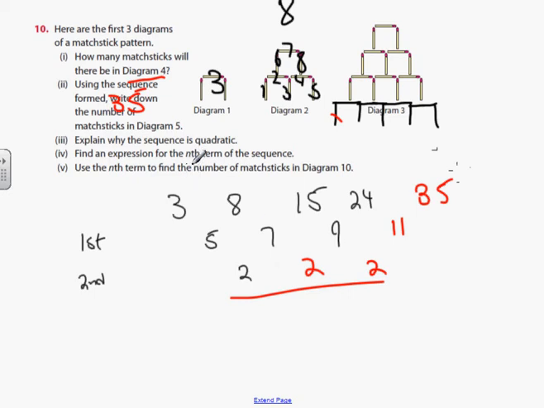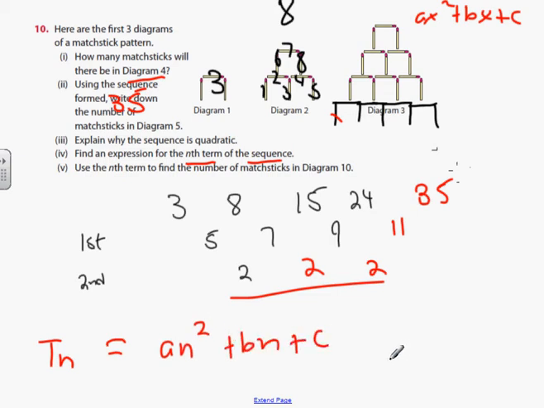Find an expression for the nth term of the sequence. The nth term of the sequence, okay? It's what's called Tn. Now Tn is like the minus b formula. Remember you're given ax squared plus bx plus c. It's basically the same thing. It's not in your notes. An squared plus bn plus c. That's it there.